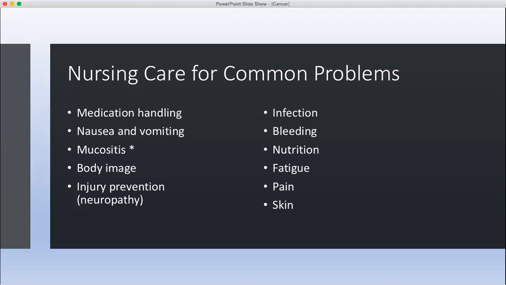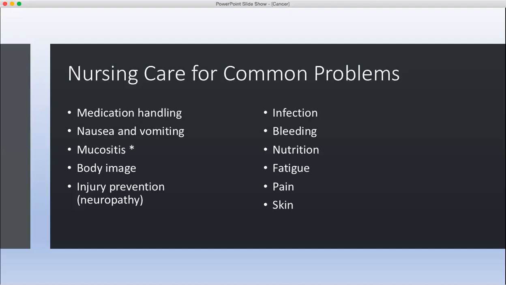When I talked about how the cells inside the mouth, the oral mucosa, break down and turn over very quickly, we can end up with sores in the mouth. And just think about this. If you have sores in your mouth, what is that going to be like? It's going to be uncomfortable to eat, to drink, to brush your teeth. Your mouth might feel dry. Just your tongue moving around in your mouth could be uncomfortable. So we're going to want to provide frequent oral care for these patients.